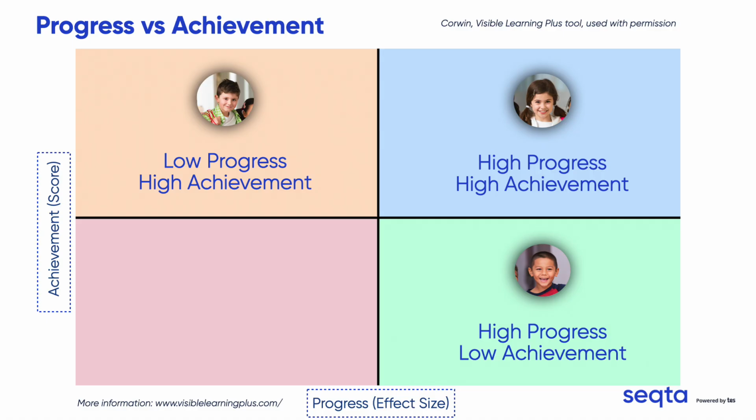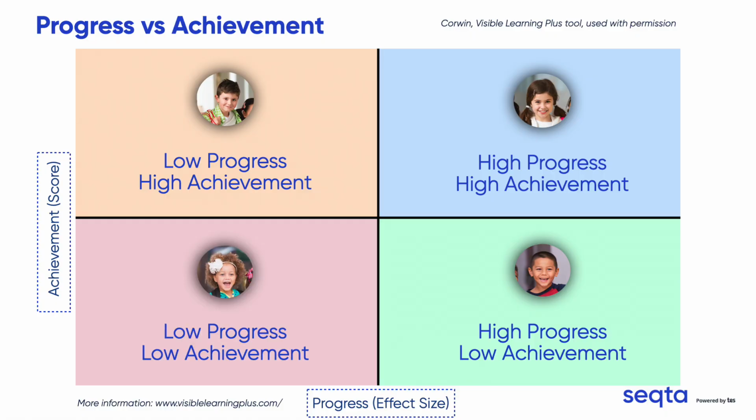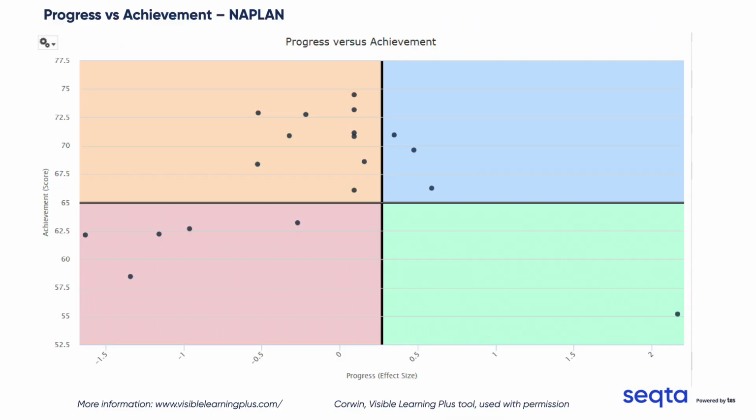And this really becomes evident, particularly across NAPLAN. And then finally, the red box shows those students that are not making the progress and not achieving at the level you would be expecting. And what SEQTA enables schools to do is actually plot all of this seamlessly within the SEQTA Analyze tool.